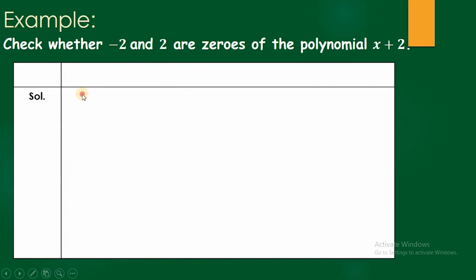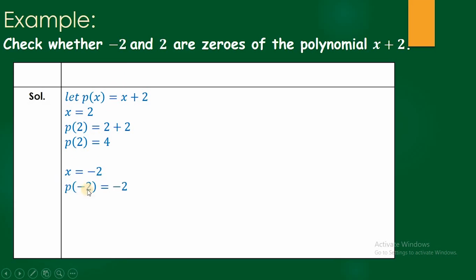Okay, we'll write the solution. Let the polynomial in variable x be p of x equal to x plus 2. So first we'll put x equal to 2, and then you'll get p of 2 equal to 2 plus 2, and p of 2 equal to 4. Now we'll put x equal to minus 2. Therefore, we'll get p of minus 2 equal to minus 2 plus 2, and minus 2 plus 2 is 0. Therefore, you can conclude that minus 2 is a zero of the polynomial.